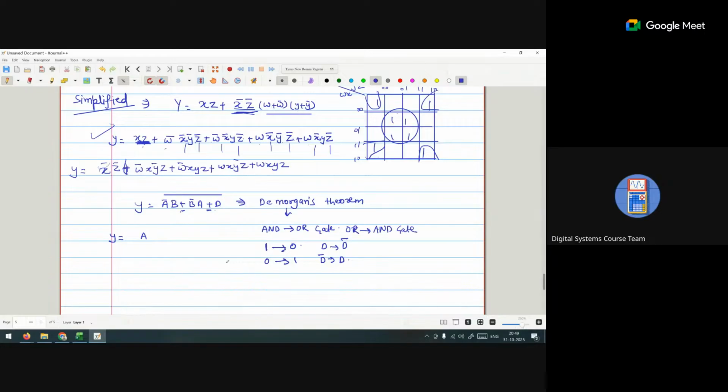Okay, so these are the OR gates. So I just convert A bar B, the complement of this one, dot B bar A, complement of this one, dot B bar. Now again there is an AND gate. So what should we do? AND gate will be the OR gate. So A double bar plus B bar, dot, B double bar plus A bar, dot B bar.